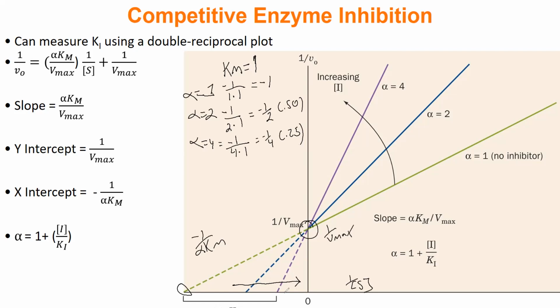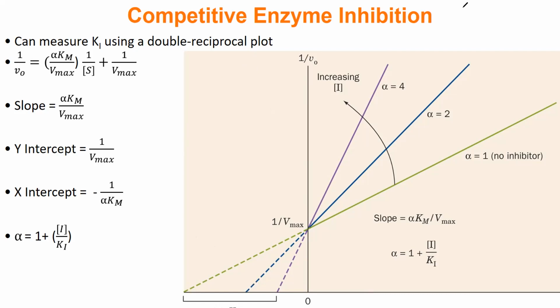All right, so questions on the Lineweaver-Burk with competitive inhibitor? All right.